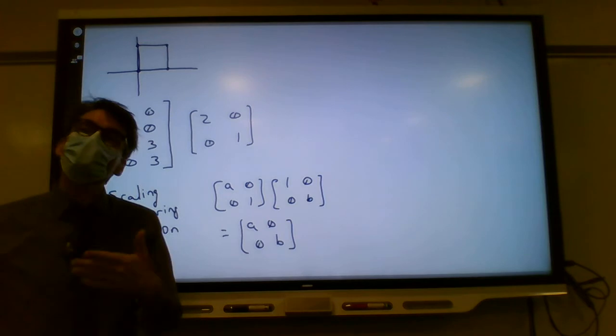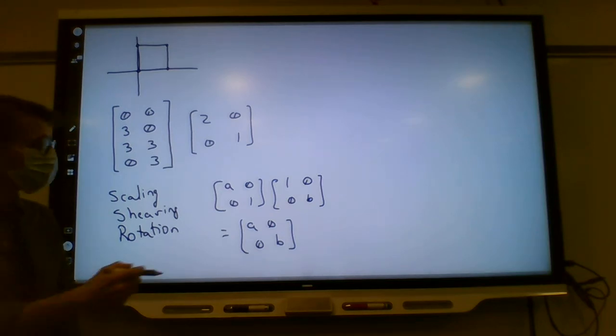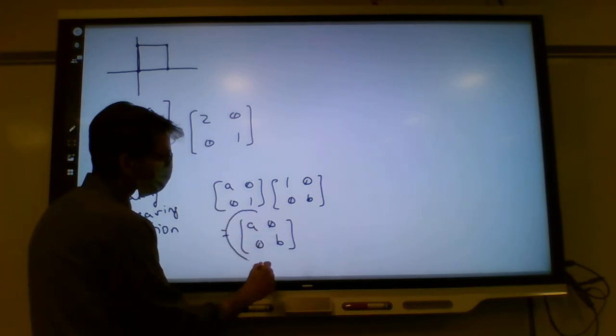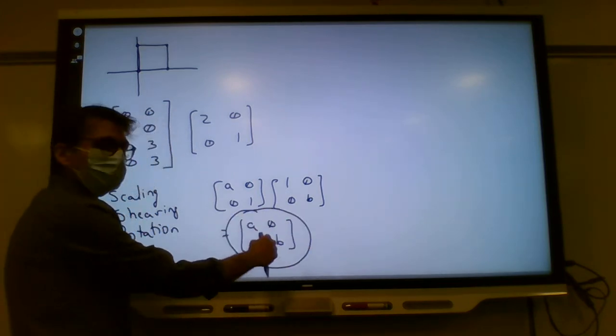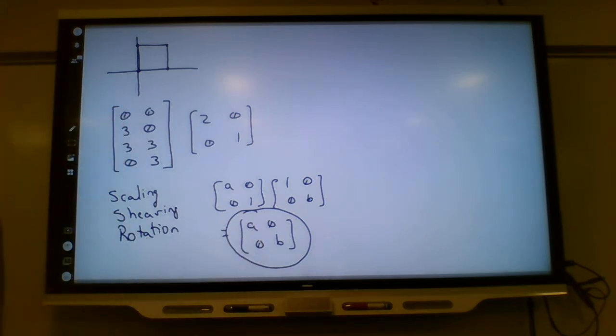How would you undo the scaling? Find the inverse. Right, we find the inverse of the matrix. And if we have a matrix like this that did scaling in 2 directions, this matrix only has entries on the diagonal, so it's a diagonal matrix. How do we undo that? What is the inverse of that matrix?